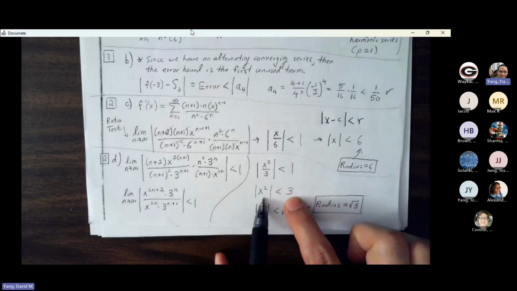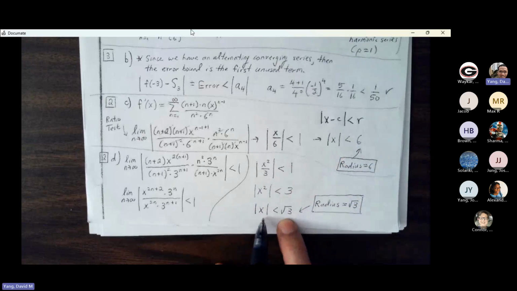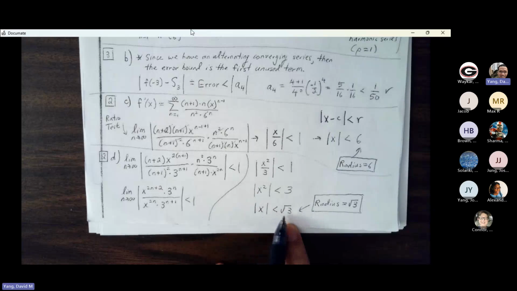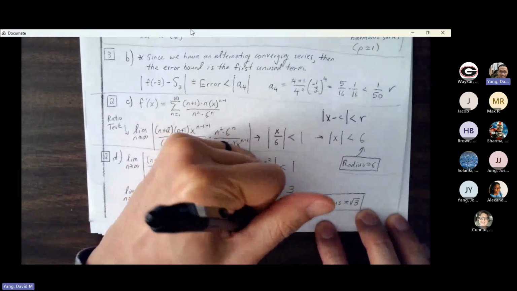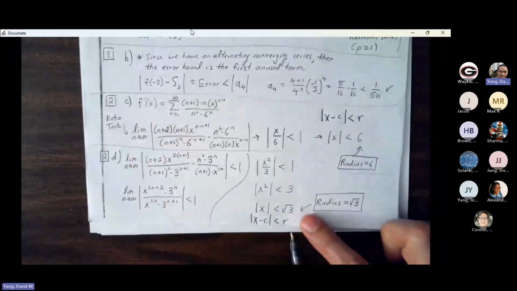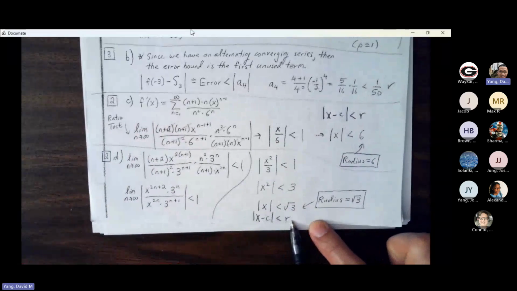Absolute value of x squared is less than 3. You get it into the form of absolute value of x is less than square root of 3. This is also in the form of absolute value of x minus c is less than r. And again, my radius is this number here, which is root 3.